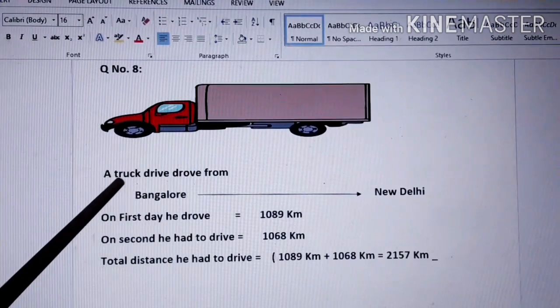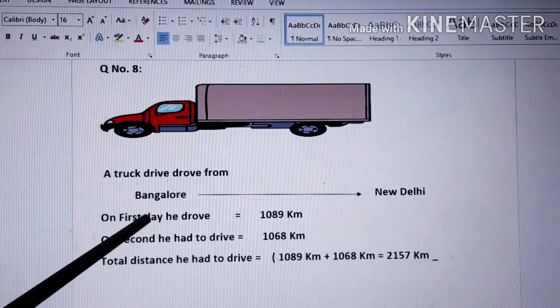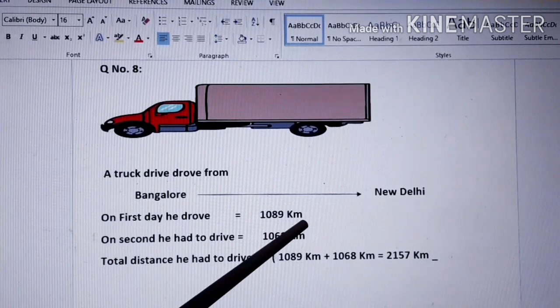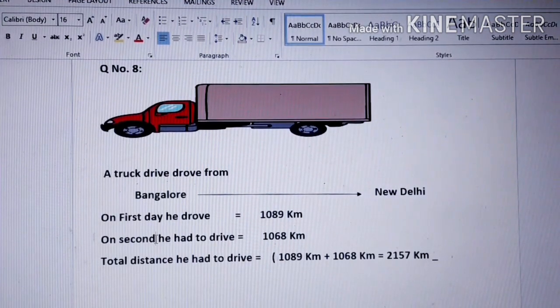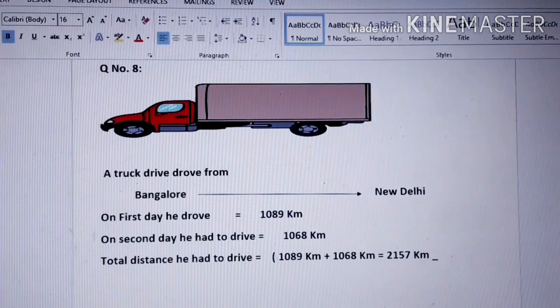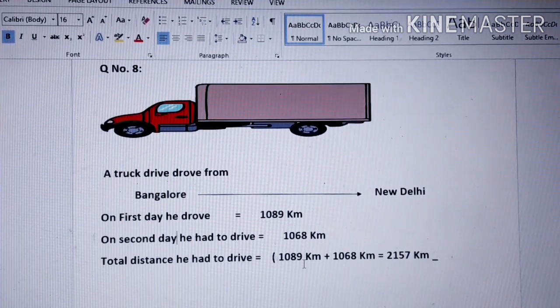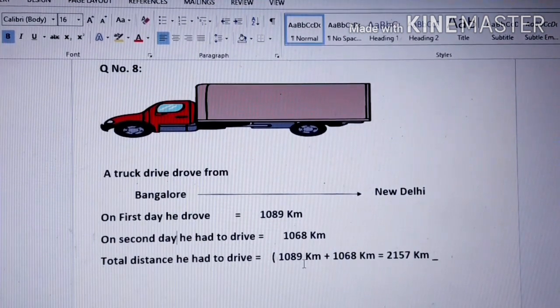You just see, a truck driver drove from Bangalore to New Delhi in 2 days, children. On the first day he covered how much distance? 1089 kilometers. And on the second day, he had to drive another 1068 kilometers. So the total distance he had to drive. When the word total is there, just add both the distances covered in both the days. Okay. So that's all for today.